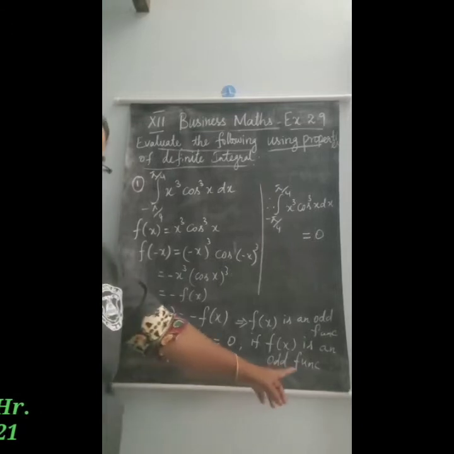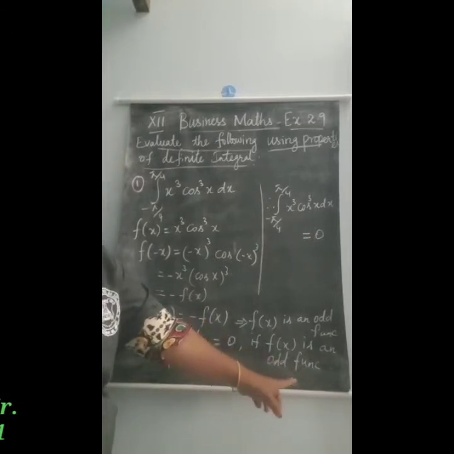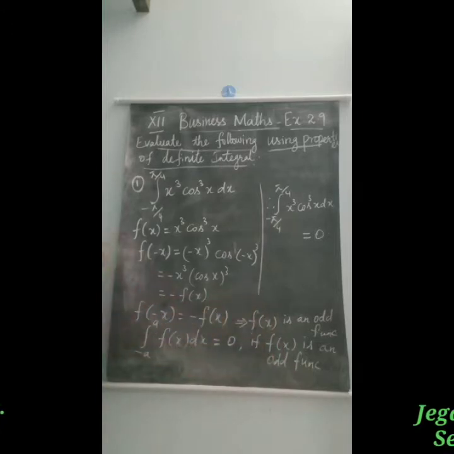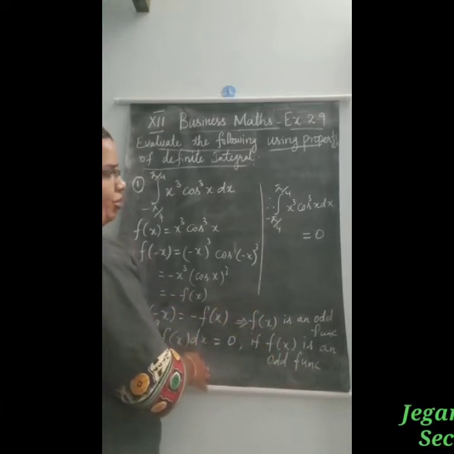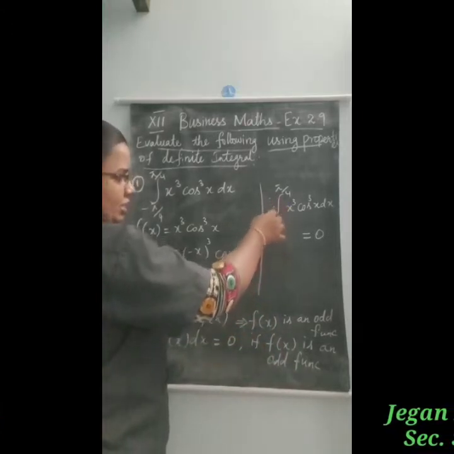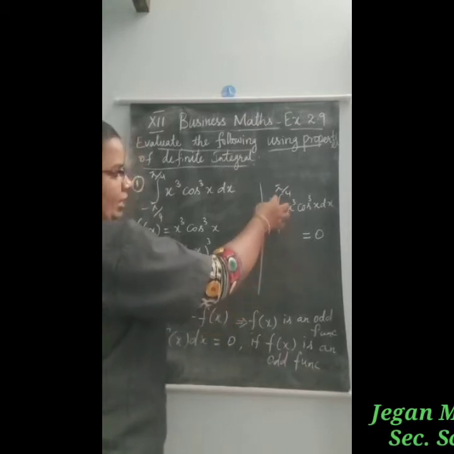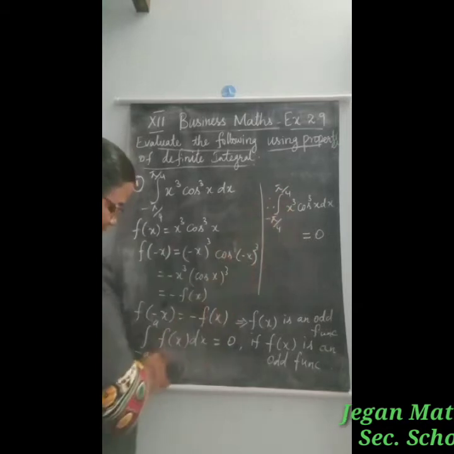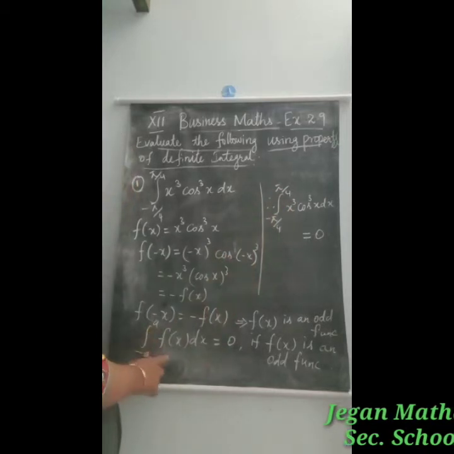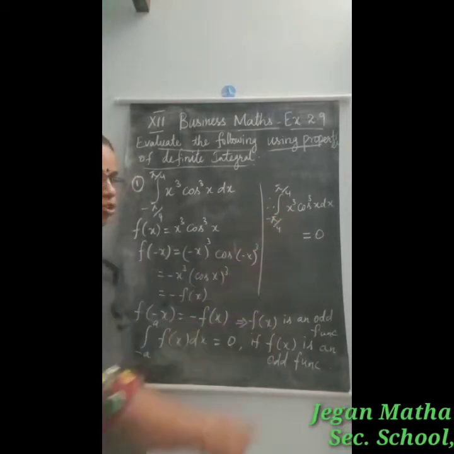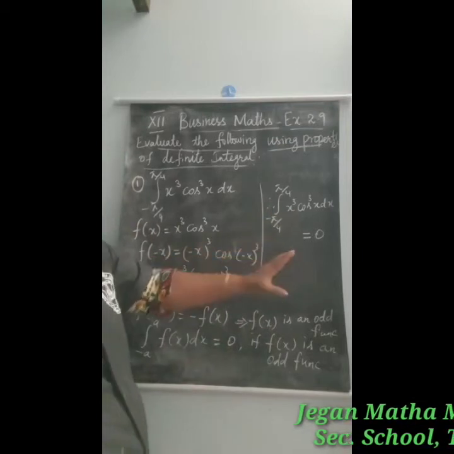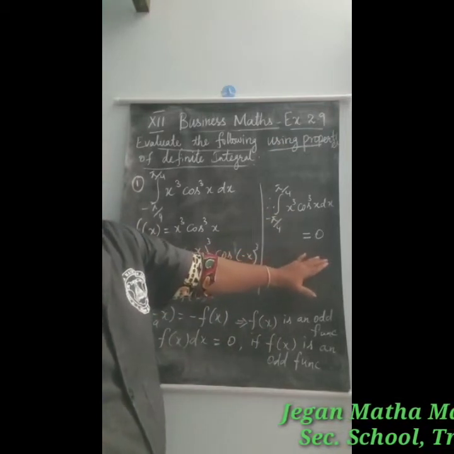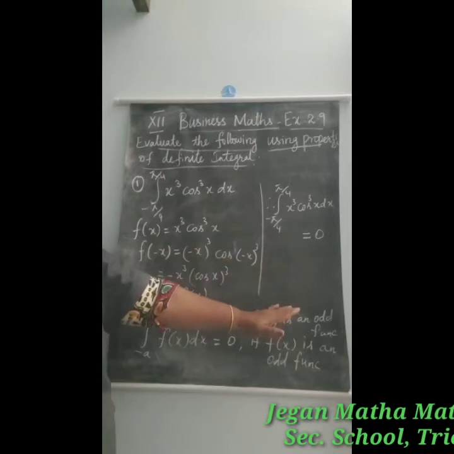So if f(x) is an odd function, according to the formula, we substitute. The integral of -π/4 to π/4, that is -a to a, of f(x) = x³ cos³x dx is equal to 0. So the value is 0.